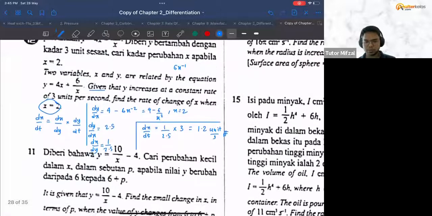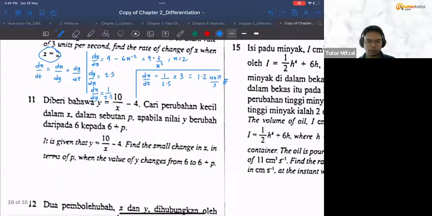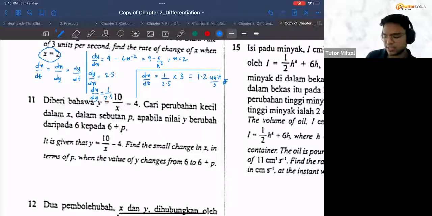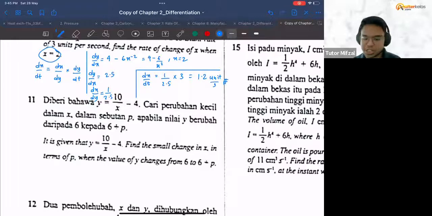Okay, we will proceed. It is given that y is equivalent to 10 over x minus 4. Find the small change in x in terms of p when the value of y changes from 6 to 6 plus p. P is the small change in this question.